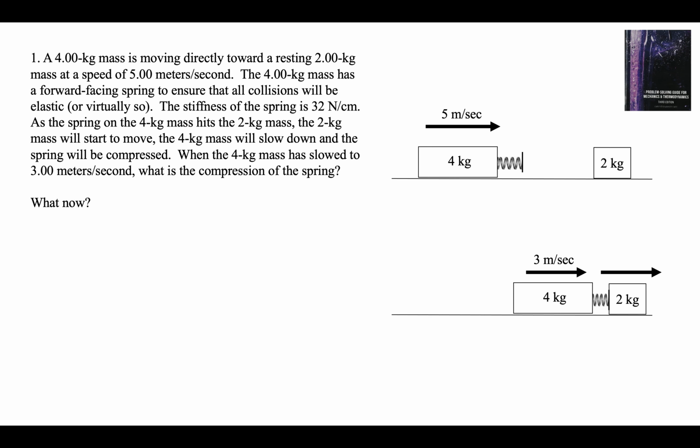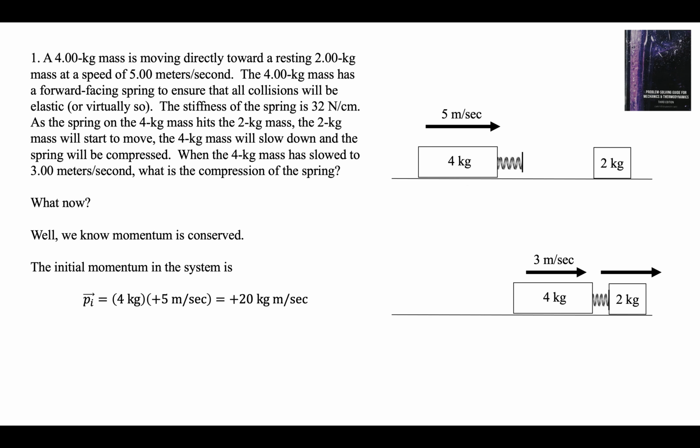What do we do now? We have to think. What can we do? Where can we get another equation? Where can we get more information? We used conservation of energy. We know momentum is conserved. The initial momentum in the system is a 4 kilogram mass moving at 5 meters per second to the right. That's plus 20 kilogram meters per second. The final momentum has to be plus 20 kilogram meters per second.